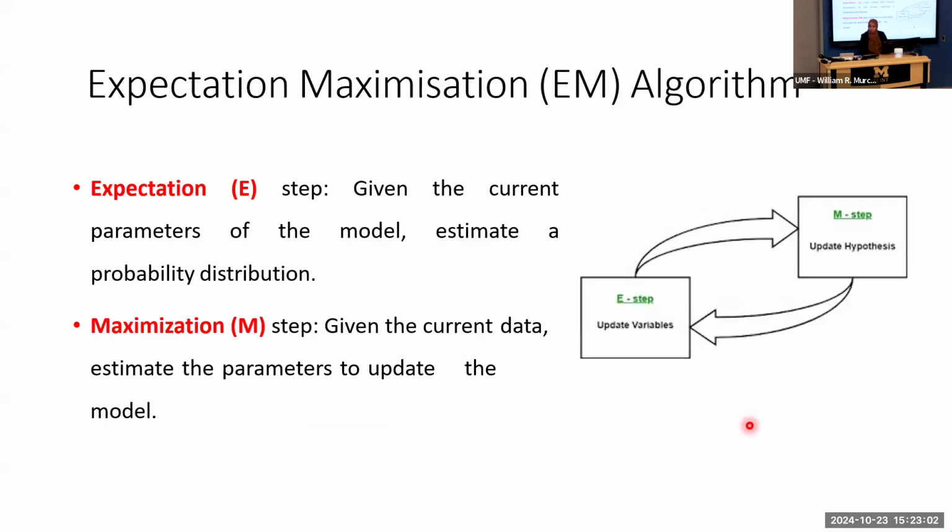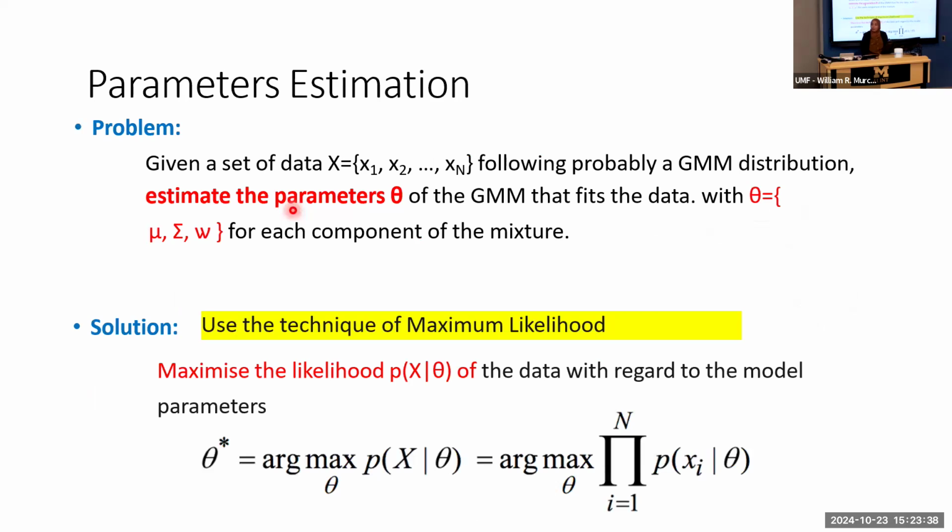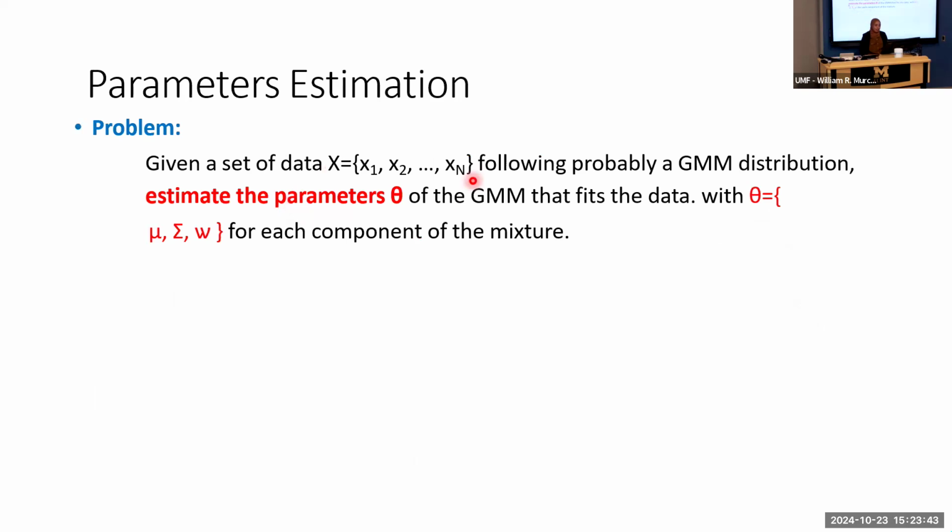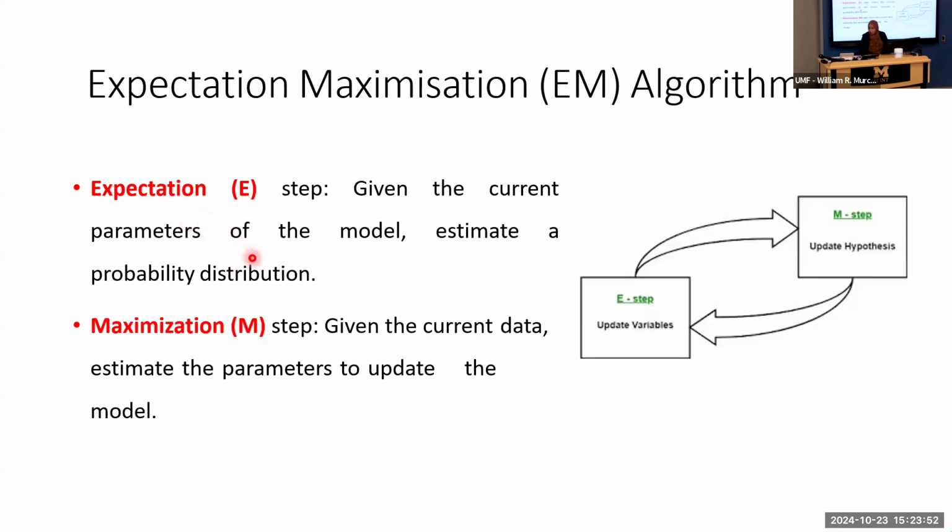So expectation, maximization: the two steps. Let's denote expectation by E step and maximization by M step. It is an iterative algorithm going from expectation to maximization. Expectation of what? Maximization of what? This is what we are going to see now. The expectation step is given the current parameters, the theta parameters. What are our parameters? The parameters are mu, sigma, and omega. We are always estimating these parameters. Given the current parameters of the model, we are going to estimate the probability distribution, just an estimation.